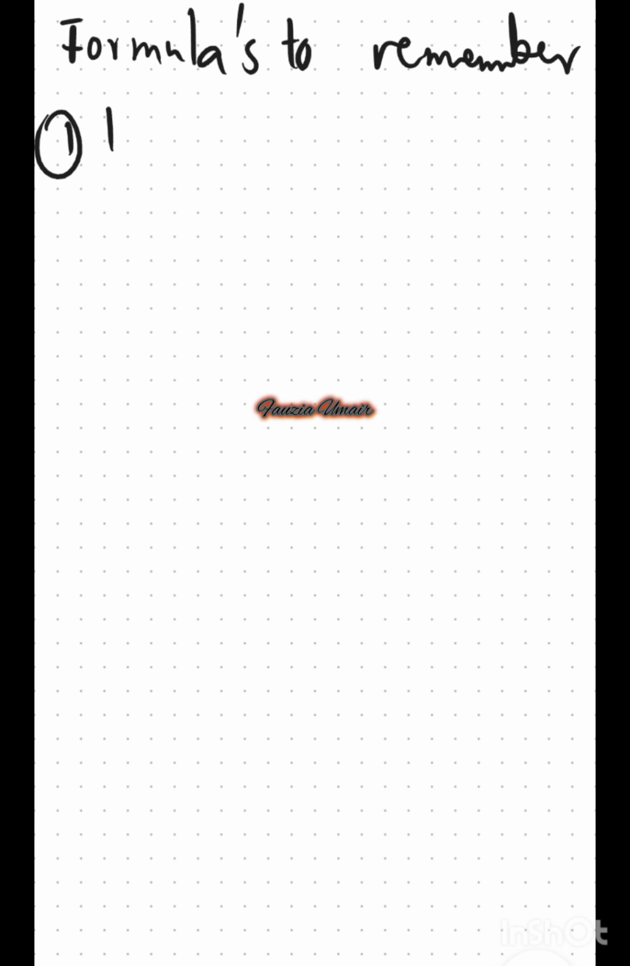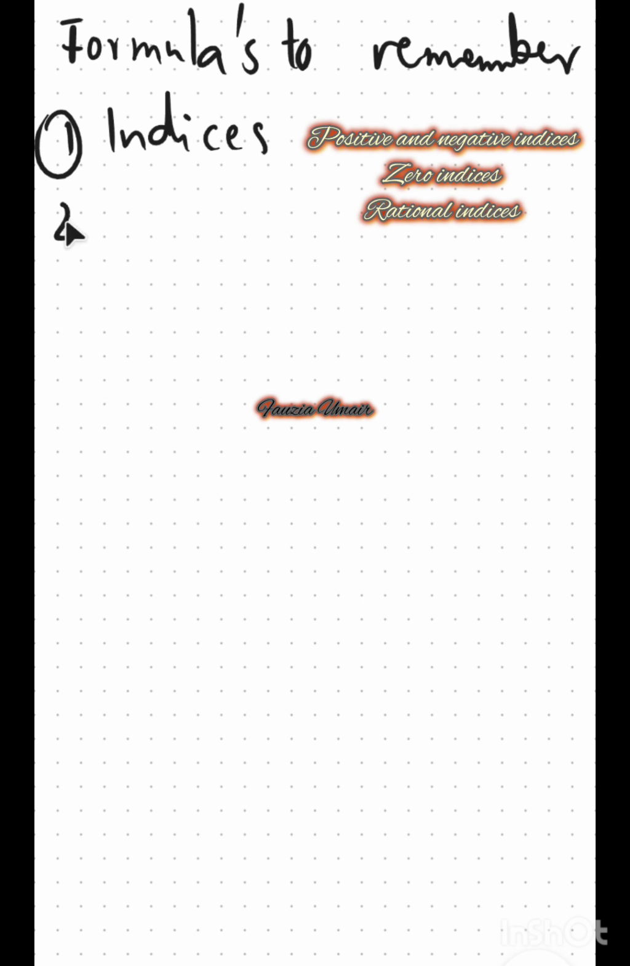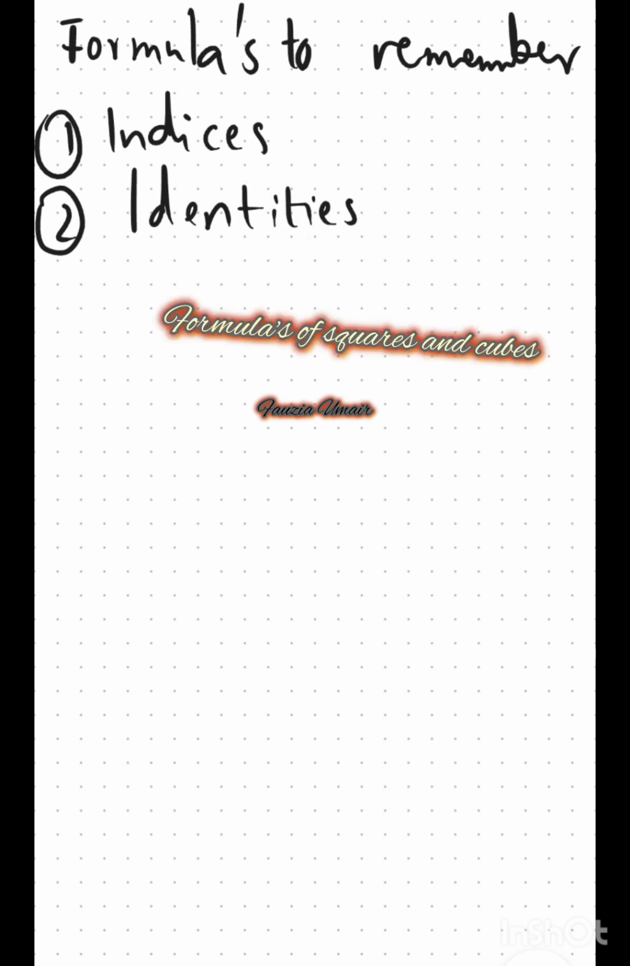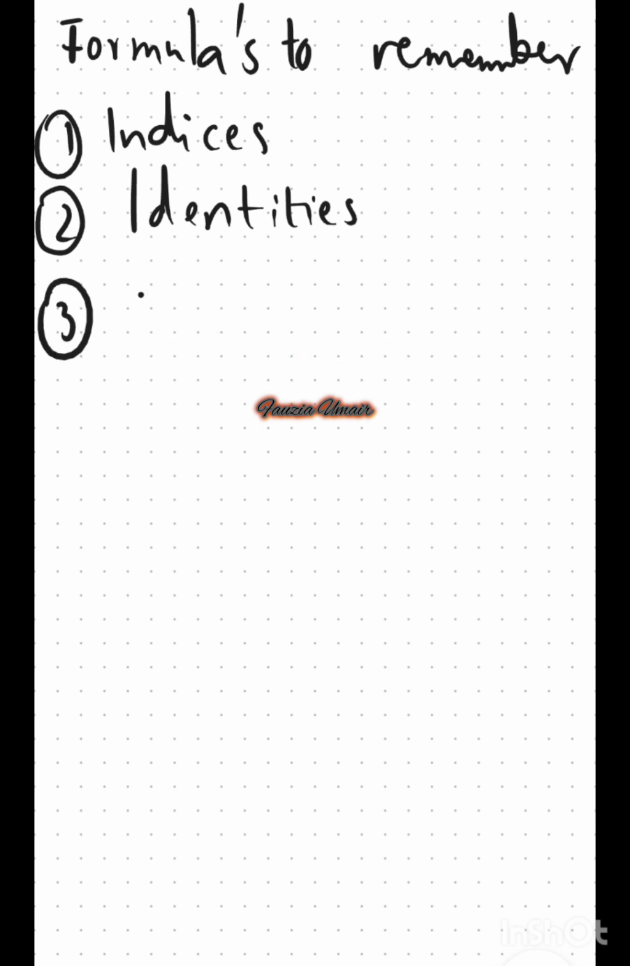So first is basically indices. We cannot say exactly the formula, but there are rules of indices. So positive and negative indices, rational indices, also zero indices. Then there are identities, so formulas of squares and cubes. There is a whole list, you need to memorize those also. Then there is percentage, a very important topic. And not even a single formula is given in the list, you can see that.